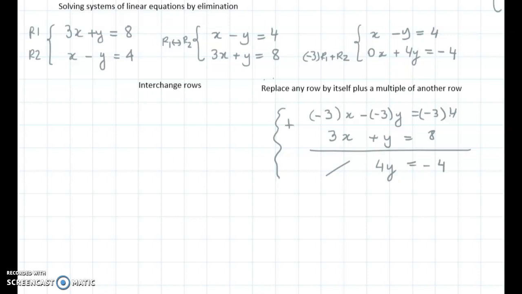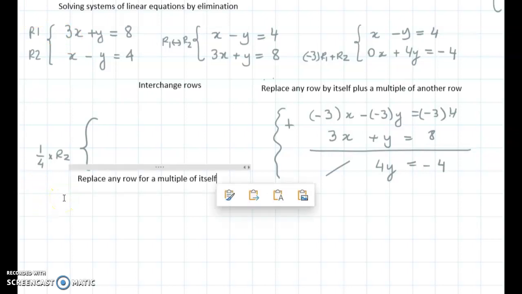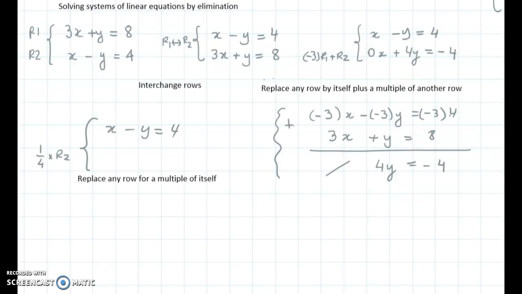Now I'm going to do the third one of the legal moves that we can take. I'm going to replace the second row by a multiple of itself. And the multiple is going to be, well, I'm going to multiply by 1/4. So I get y instead of 4y. I'll write this as 1/4 multiplying R2. And I'm going to write here what it is that we are doing. Replace any row by a multiple of itself. And in this case, we have x minus y is equal to 4 and y is equal to negative 1.